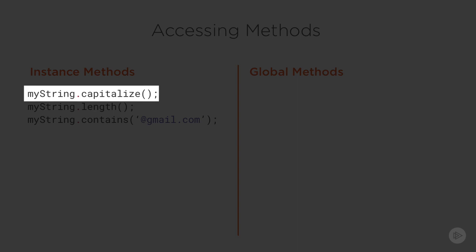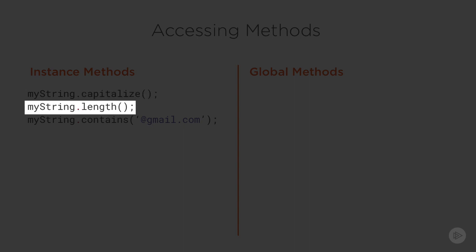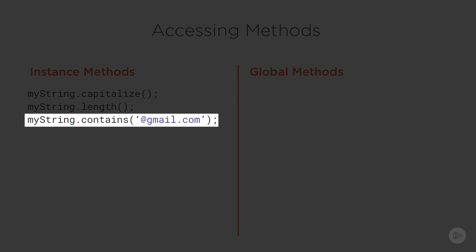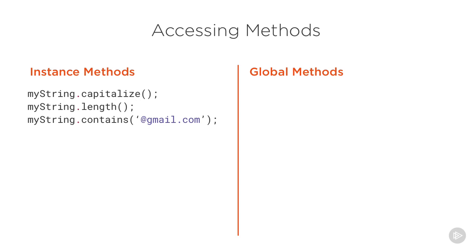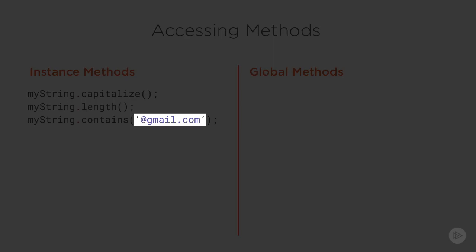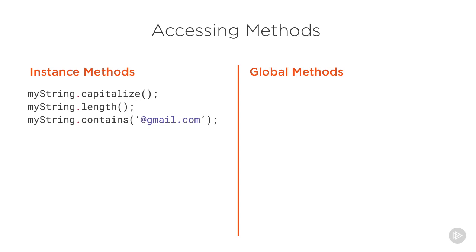Capitalize will take our myString variable and capitalize all of its letters. Length will count the number of characters in our variable. And contains will tell us if our string contains @gmail.com, returning us a true or false value. Notice that some instance methods accept inputs inside their parentheses and some don't. When we refer to instances, we're not talking about this value inside the parentheses. We're talking about the myString instance of a string data type.